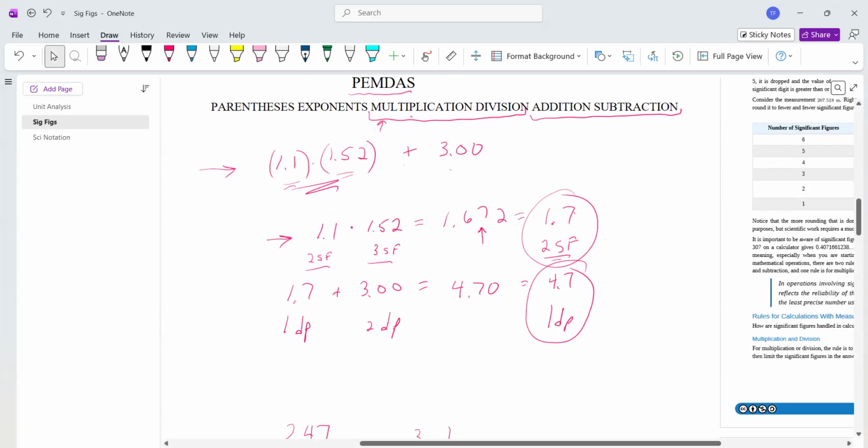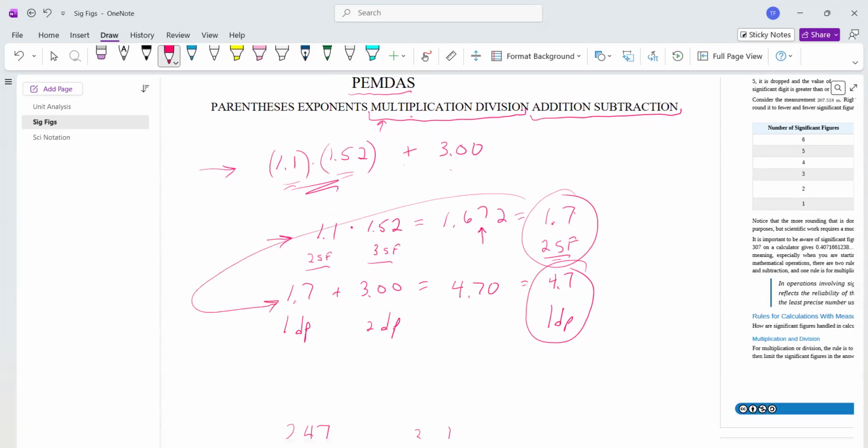Now we have to add that to the 3.00. Adding those together is 4.70. Now, when you add or subtract, you only look at the decimal places. This has 1 decimal place, this has 2, so our answer is going to have 1 decimal place. So you go to the second decimal place, and that determines what the first decimal place will be. 0 to 4, we drop it, so the answer is 4.7. Okay, so order of operations. It's crucial that you apply this.